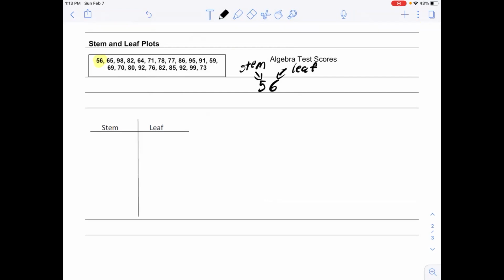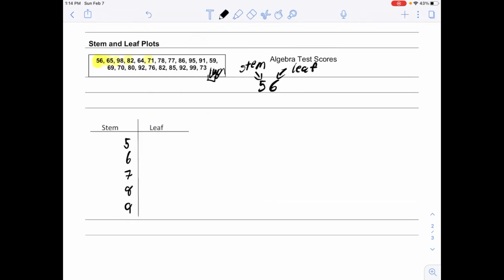So what we're going to do is set up our plot, and we're going to look at what are the numbers in the tens place. I see I have a 5, I have a 6, 9, 8, 7. So I see 5, 6, 7, 8, 9. I don't see anything bigger than that. If I had the number 100 on this, my stem would be the 10. But because I just see the numbers 5, 6, 7, 8, 9, those are going to be my stems. Again, if the number 100 was on there, I would put the 10, but I don't have that.